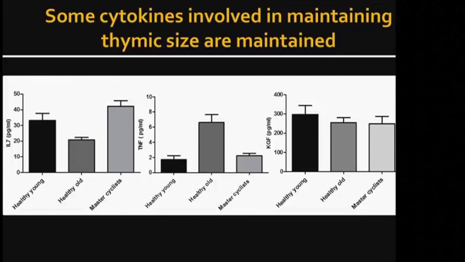Some of the cytokines driving thymic atrophy are TNF and a lack of IL-7. If you look in healthy young and healthy old, we have this decline in IL-7 with age, and we get an increase in TNF, this inflammaging. What we find in our cyclists is they maintain their interleukin-7 levels, and they don't increase their TNF. So two of the signals that would affect thymic atrophy are not seen in the cyclists. This other one, KGF, is another marker that affects thymic atrophy, but that didn't change.